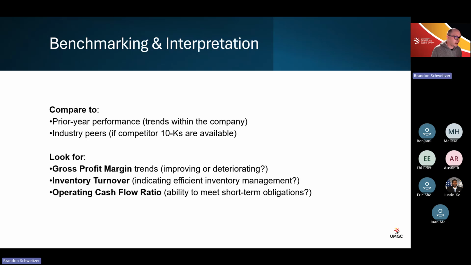But ideally, we want to take the gross profit margin, inventory turnover ratio, and operating cash flow ratio that you've calculated, and compare them to the industry, to your peers, and year-to-year performance. It helps to identify trends, right? That's why we go through this process. We're benchmarking the company's performance, and also interpreting the results based off of the trend analysis. So that'll be for the second task of this project.